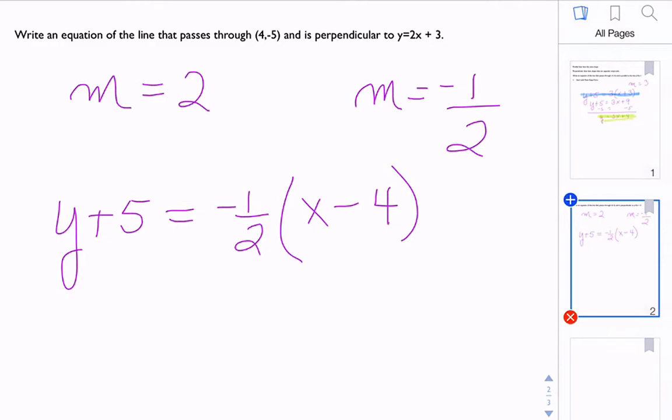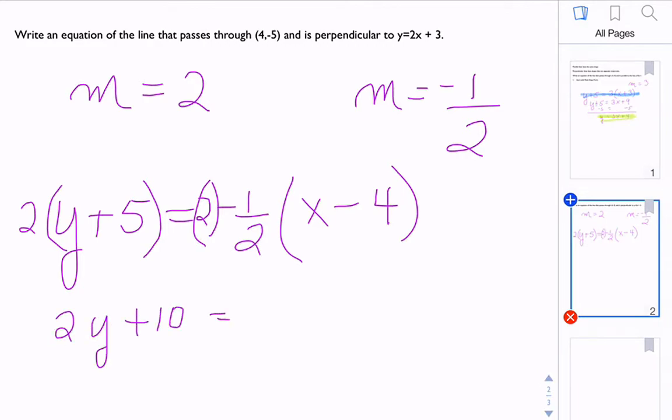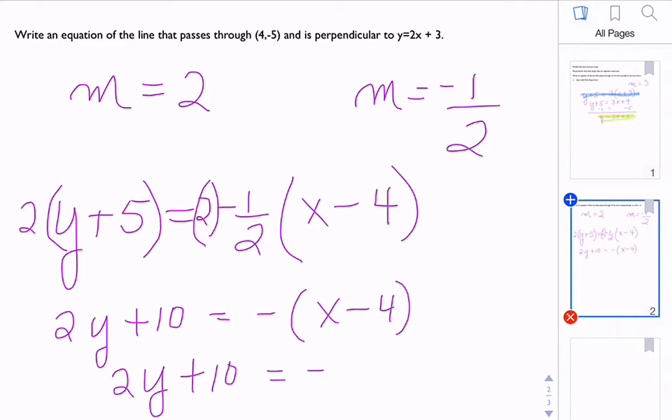If I need it in slope-intercept form, do you remember the little trick to get rid of the fraction? I can multiply both sides by the denominator 2. This will give me 2y plus 10 equals negative 1 times x minus 4. Be very careful here to distribute that negative sign, the opposite of x plus 4.